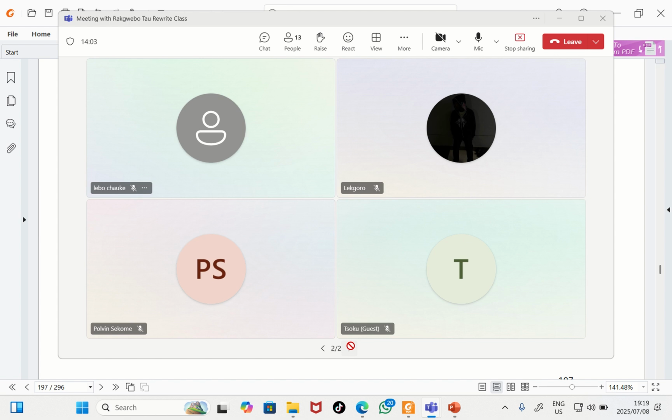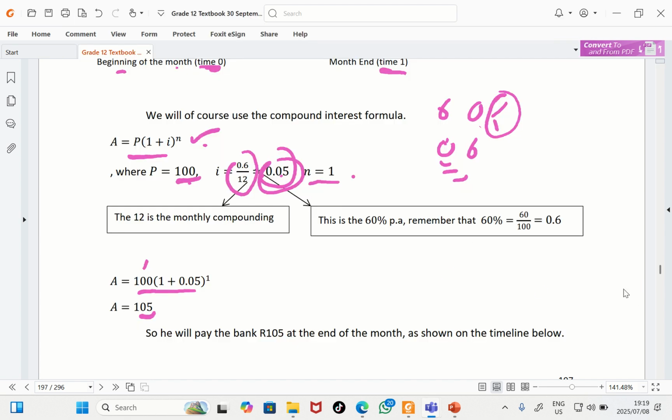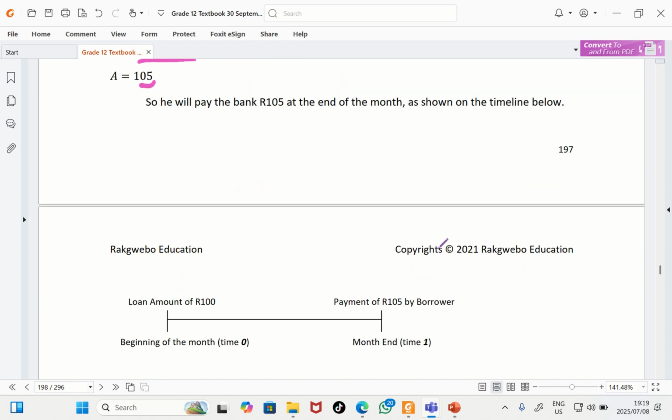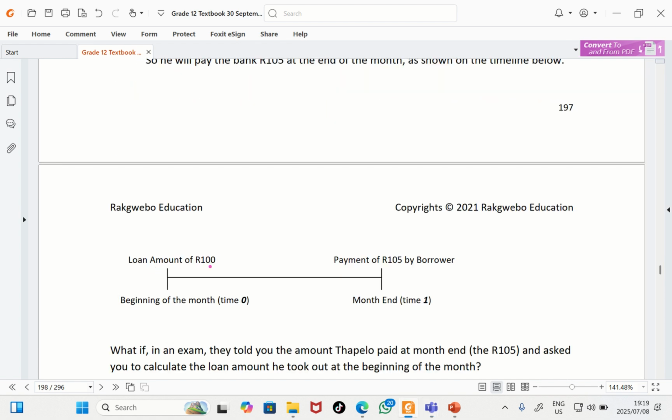Yes. I'm building up something here. Okay, fair. So now I'm gonna just redraw the timeline so that we have a clear picture. So this guy borrowed 100 rand, then paid back 105.